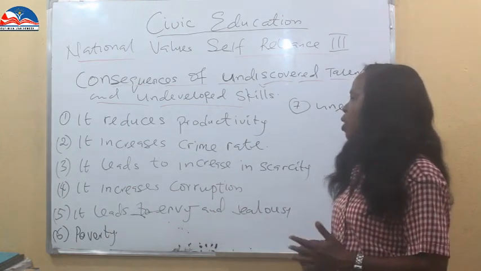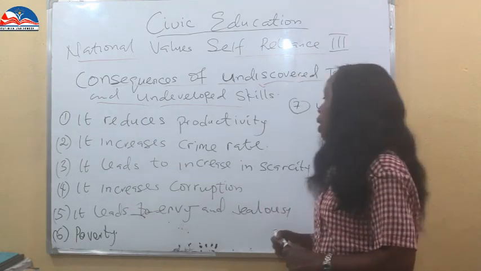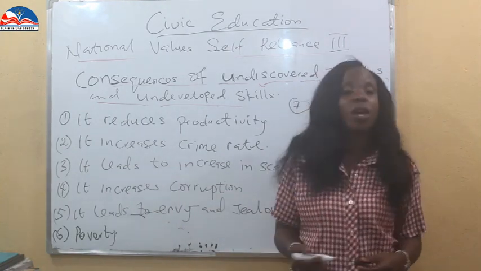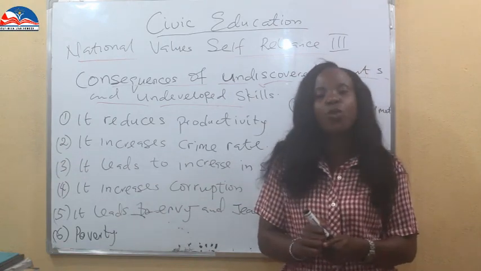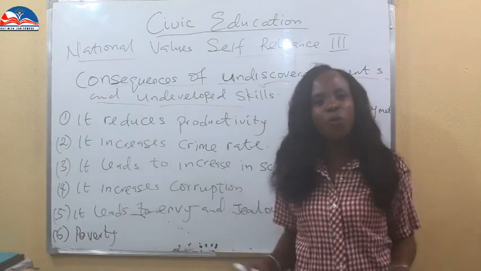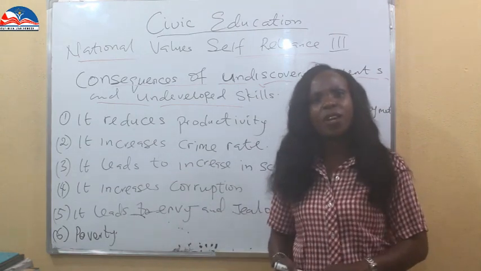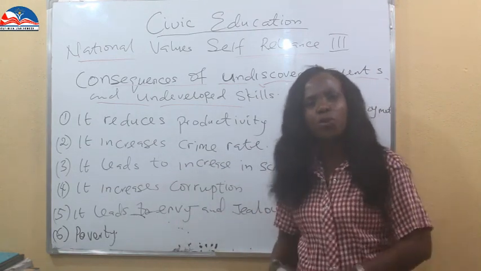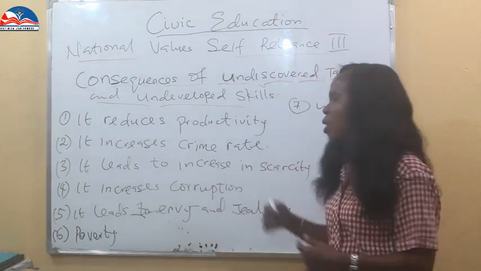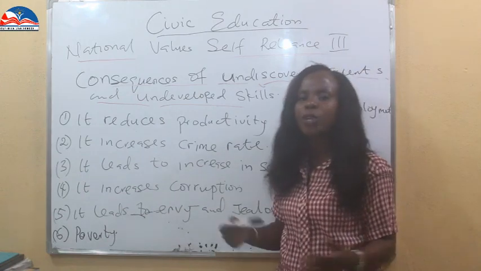It leads to envy and jealousy. When you see people who have actually developed themselves, who have done well by trying to improve themselves or learn a skill, they are doing well, they are productive, they are living well, you become jealous of them. And you want one thing or the other to happen to them, but you refuse to develop yourself. That is another consequence of undeveloped or underdeveloped skill.